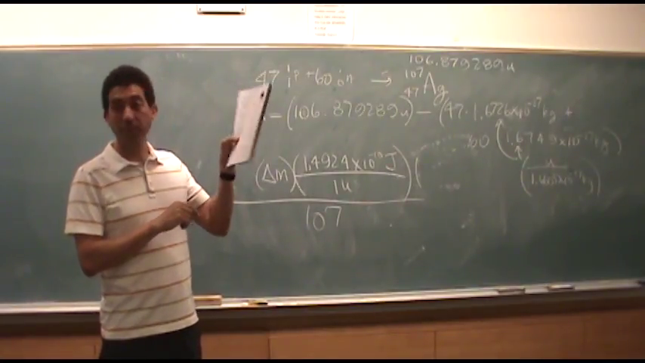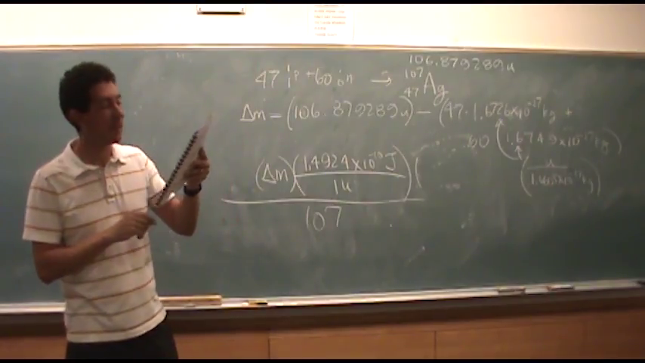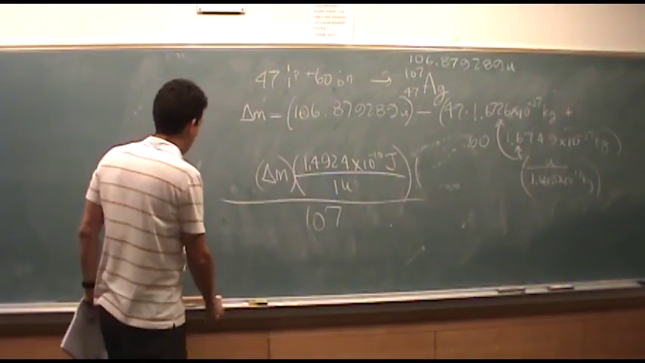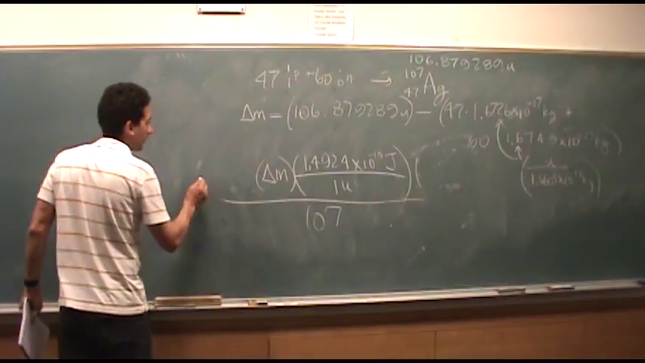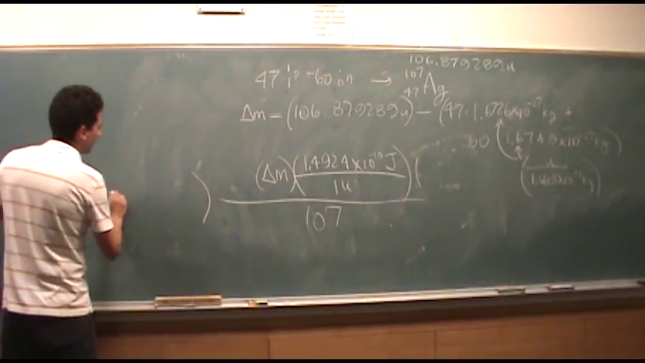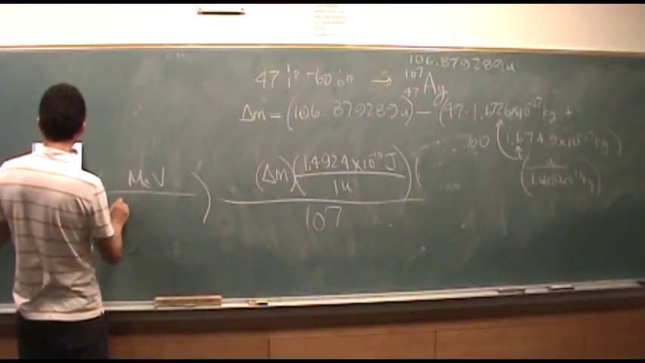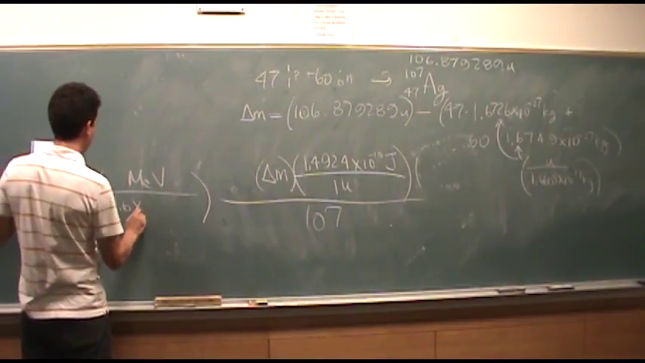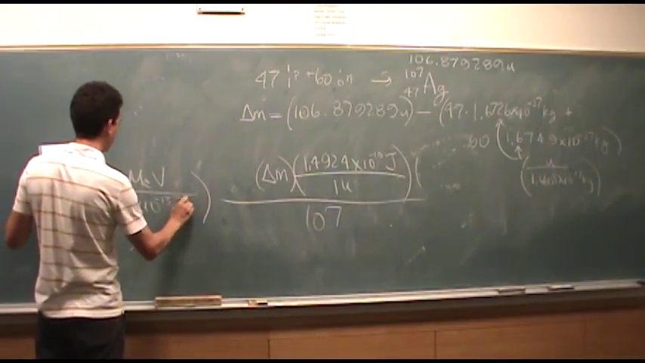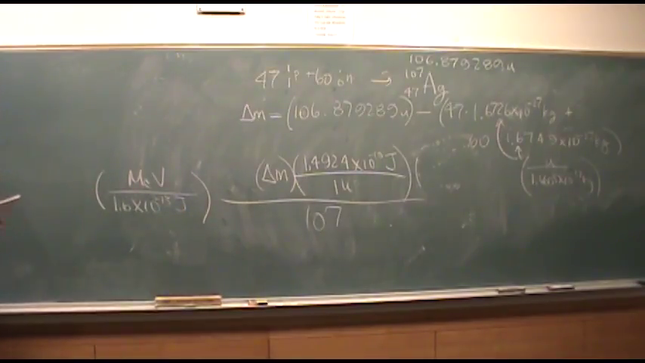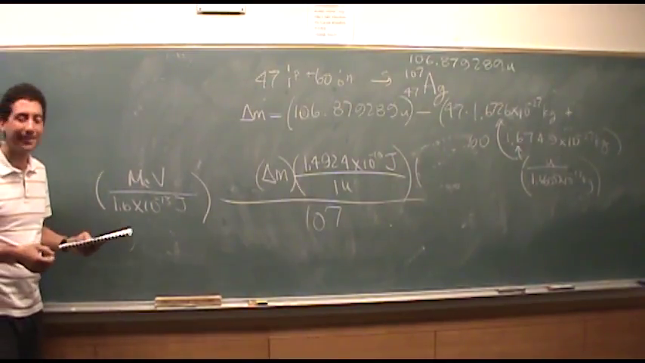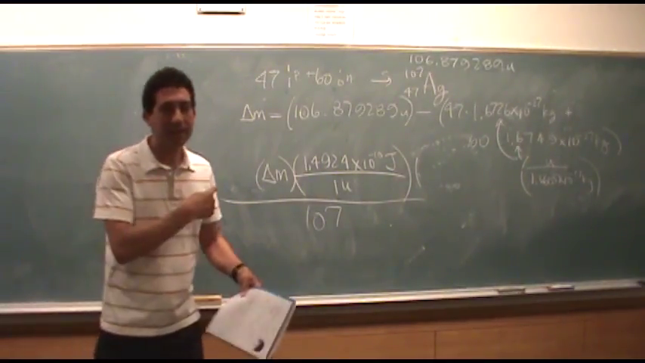It's on page 4 if you have the practice exam. So you just convert. You take this thing here and there's an MEV for every 1.6 times 10 to the minus 13 joules. So it's just a conversion. It's another energy unit. Okay. Anything else on this one?